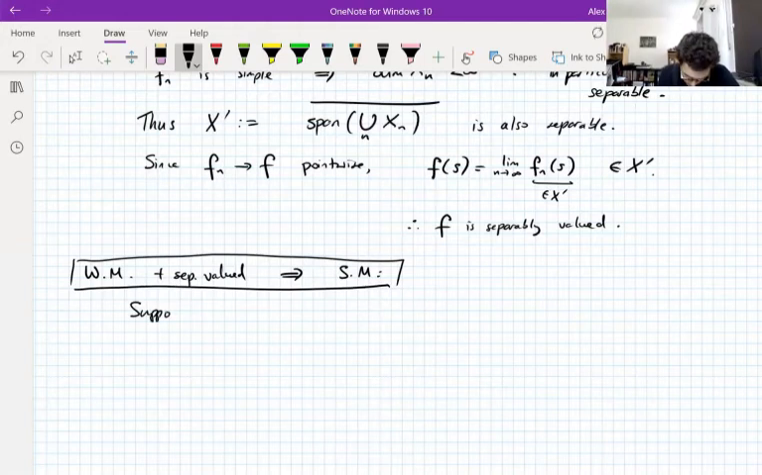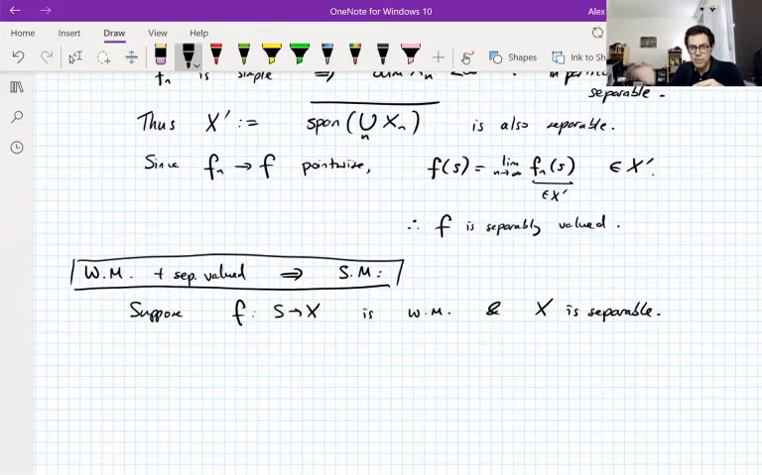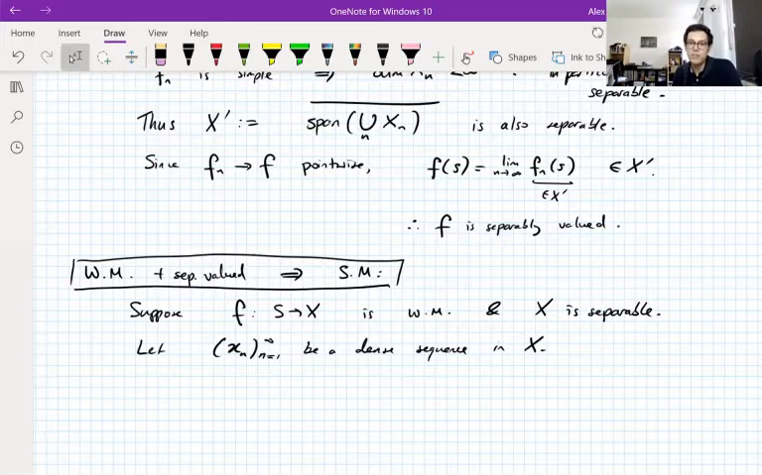So let's suppose that f mapping s to x is weakly measurable. And let's just suppose without loss of generality that x is separable. Because like I said before, if x is not separable, but f is separably valued, we can replace x with that separable subspace without loss of generality and just consider that. So let's just assume that x itself is separable. And we let xn be a dense sequence in x. x is separable, so there's a countable dense subspace. So there we go, we have a dense sequence.